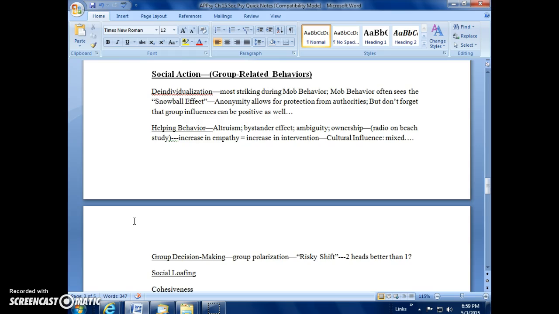The more you feel a connection to that person, the more likely you are to intervene. If you feel like they're very different from you and that you don't really have an understanding of them, you're less likely to be part of it.